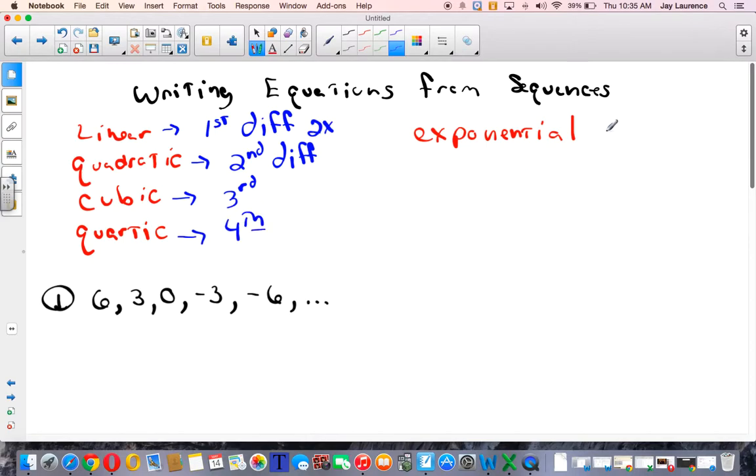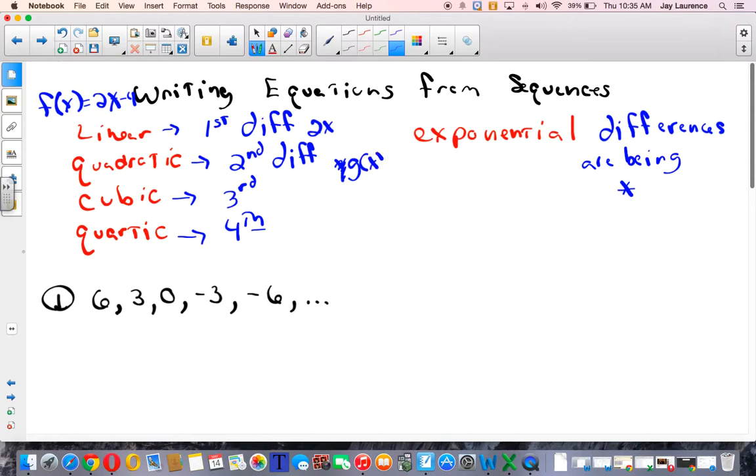Now exponential is when the differences are multiples. The differences are being multiplied. And of course, linear might look like f of x equals 2x minus 4. Quadratic might look like g of x equals x squared plus 1, something like that. Exponential would look like f of x equals maybe 3 to the power x plus 1, something like that.